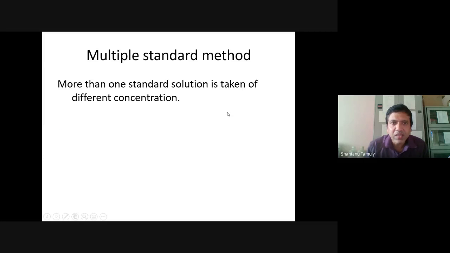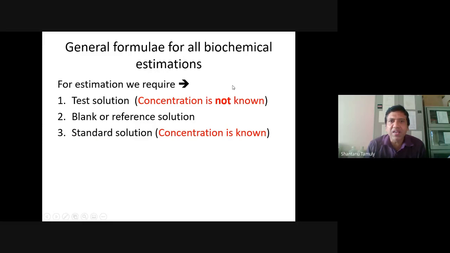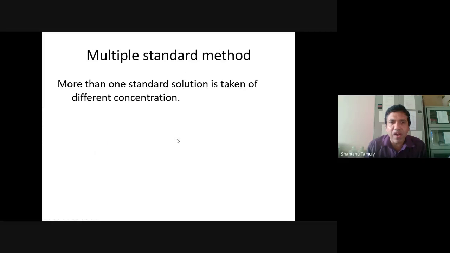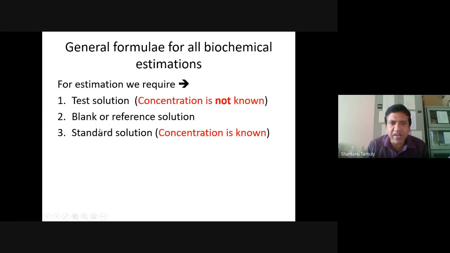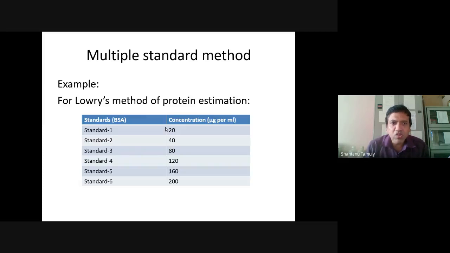Now we have another method, called the multiple standard method. This is a single standard method because we are taking only one standard solution of a particular concentration. But in multiple standard, we will have to take many standard solutions of different concentrations. So when we use the multiple standard method, we take more than one standard solution of different concentrations. So this is the example.